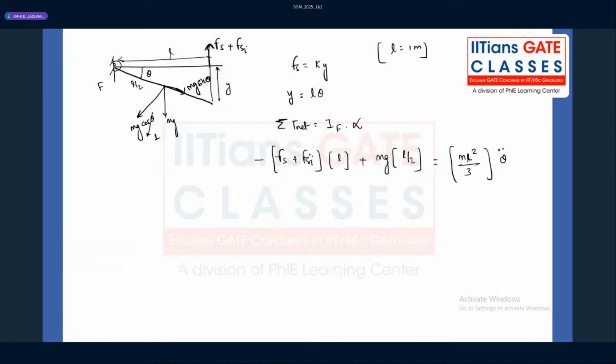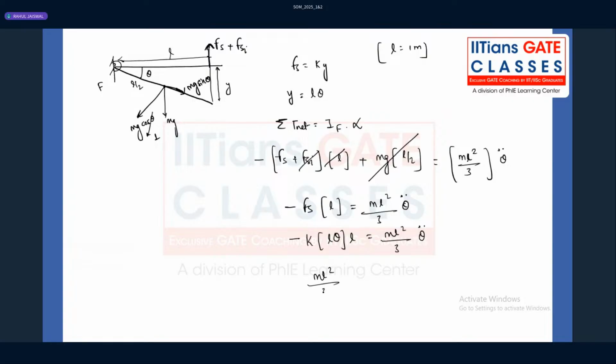So from equation number 1, you know that this mg L upon 2 and this F_s term will be cancelled out. So only I am left with what? F_s into L, that is equal to ml square upon 3 into theta double dot. F_s is nothing but given as minus k times y. Y is given as what? L into theta.